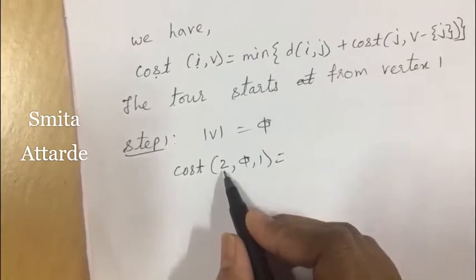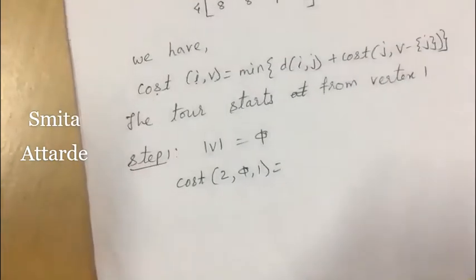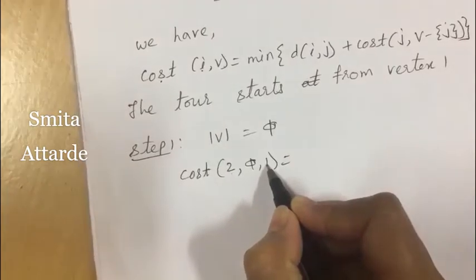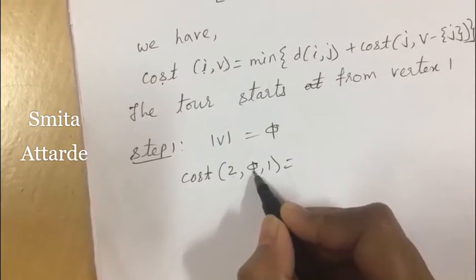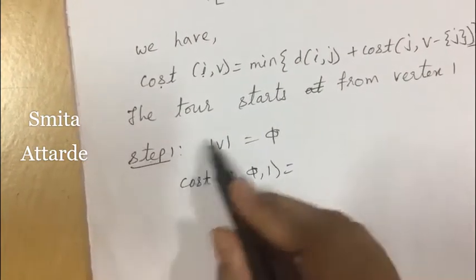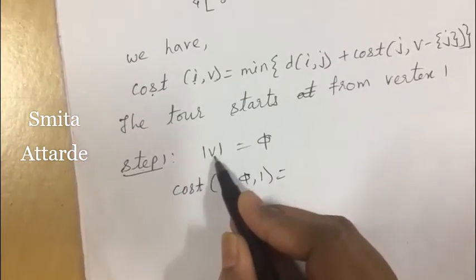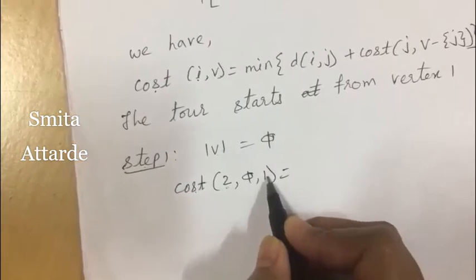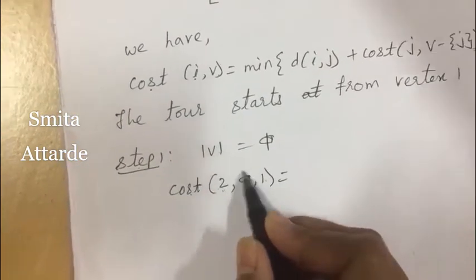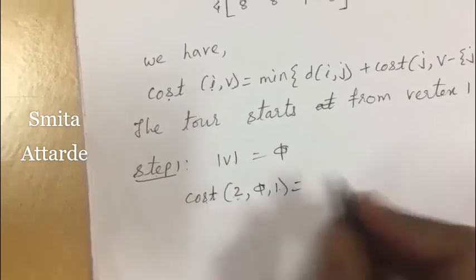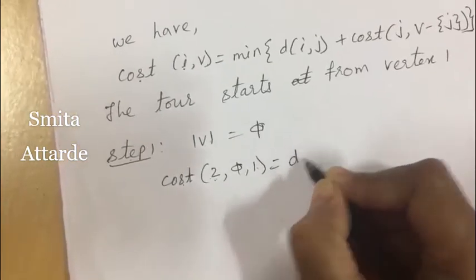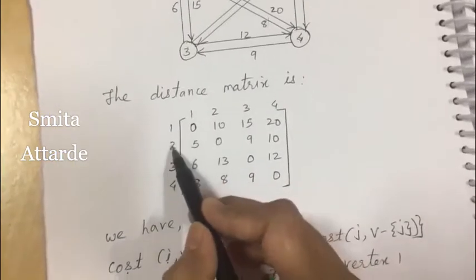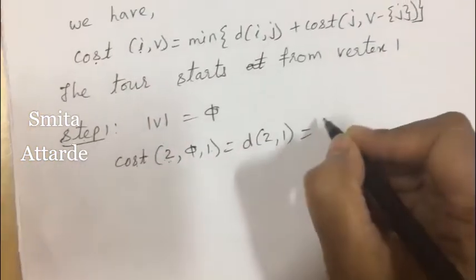So here we are assuming that the salesperson is at vertex 2 and he has to come back to vertex 1 and there is no vertex in between. That's why that is the first step. The set of vertices is null, that is cost(2, null). The distance between 2 and 1 and the intermediate vertex set is null. So this is straightforward, distance of (2, 1). From the distance matrix, for 2 and 1 the distance is 5, so I'll write here 5.